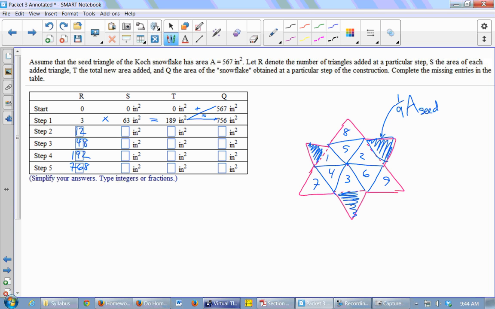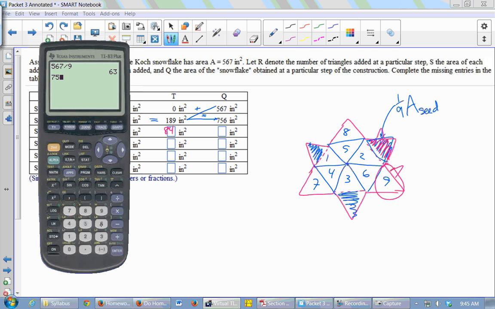And then because of this 1/9 deal, each time we add a triangle on, right? When I add the little triangle here, it's going to be 1/9 of the triangle it was added on to. And 1/9 of 63 is 7. 63 divided by 9 is 7. And then you do 12 times 7, which is 84. And then you have to add that to the 756. 756 plus 84, 840.